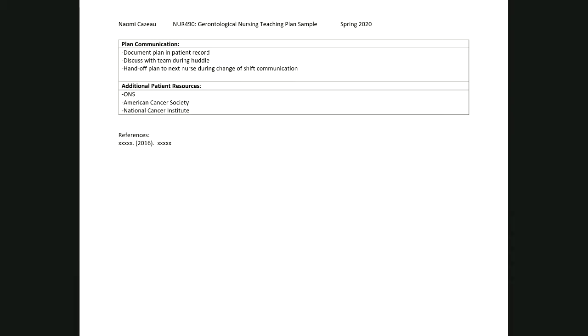Are you going to discuss it during team huddle? How are you going to, when you give shift report, whatever your way of communicating your plan, and then also providing a reference for an evidence basis for why that's your chosen method for communicating the plan. There's definitely evidence out there for handoff and that it's a great communication tool between nurses, but just definitely provide in a one-liner in here why you chose that method, and then you're going to include your source and then just additional patient resources that you would share and the references.